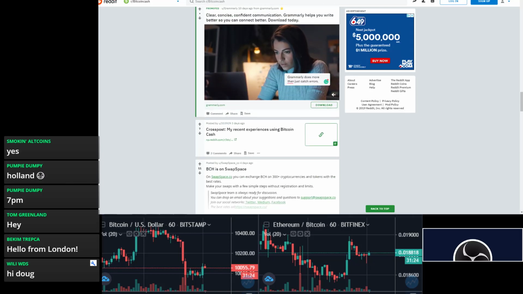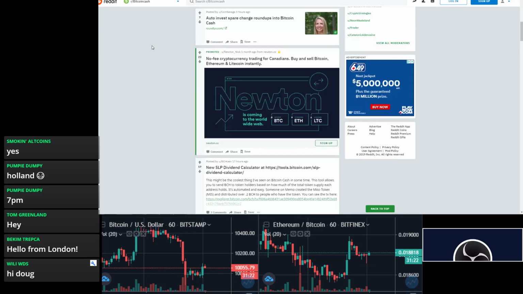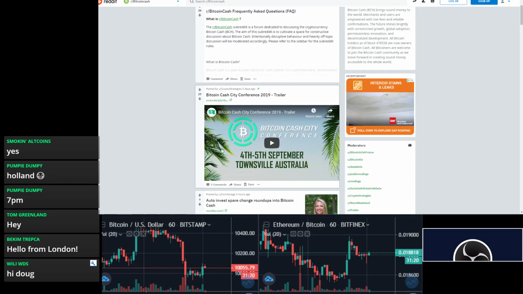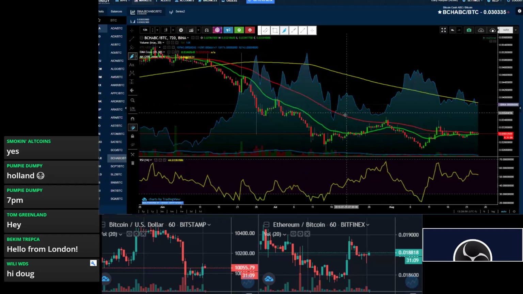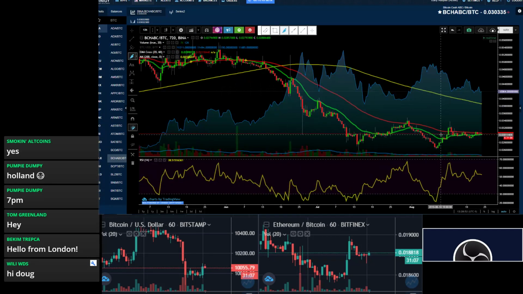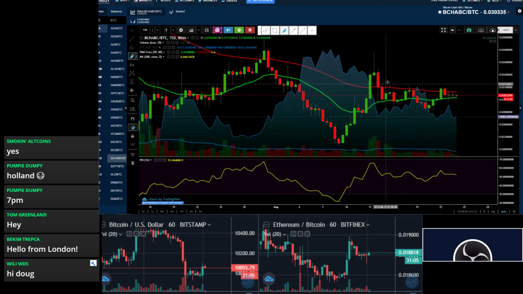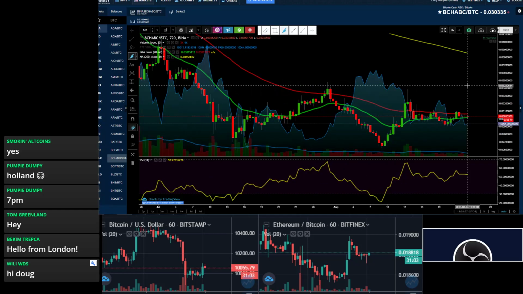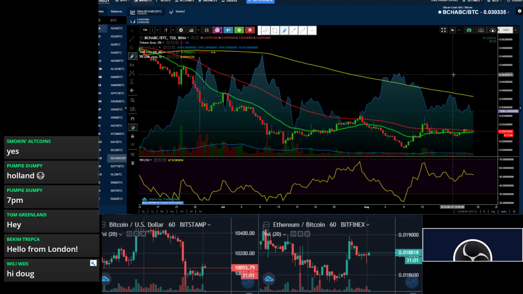There's a conference coming up that we saw the 4th and 5th of September in Australia. So that, what is that now? 2 weeks from now? And if I go to Bitcoin Cash, it is making a bottom formation. And so if it starts to surge and go up here and the exponential moving averages cross over, it is a buy signal.